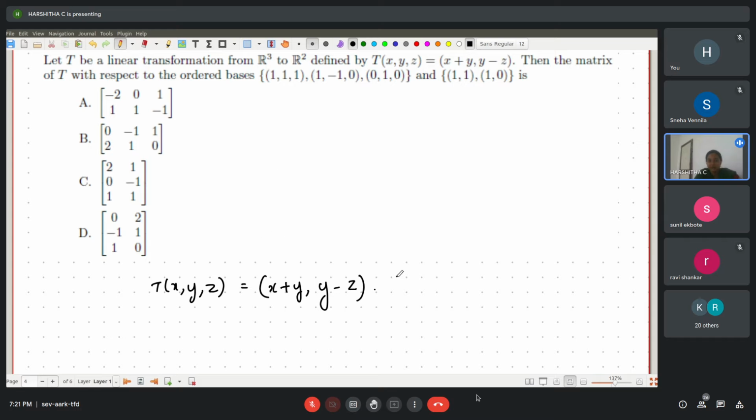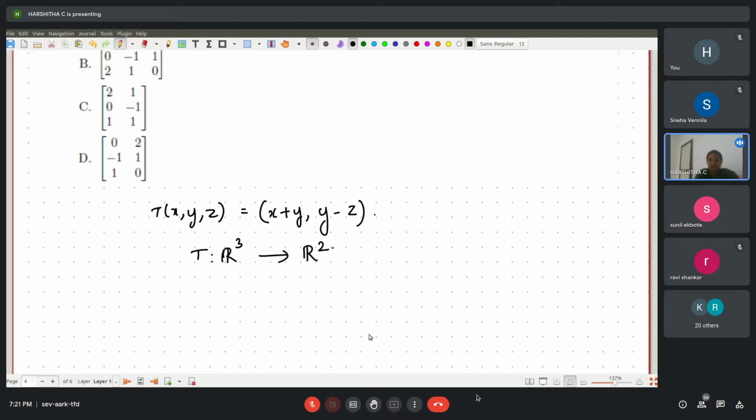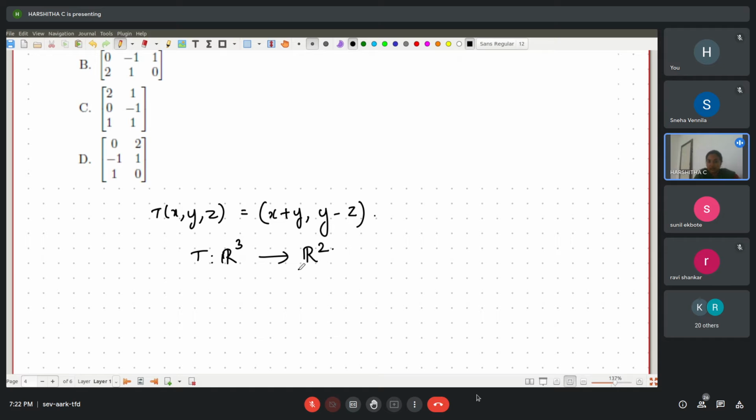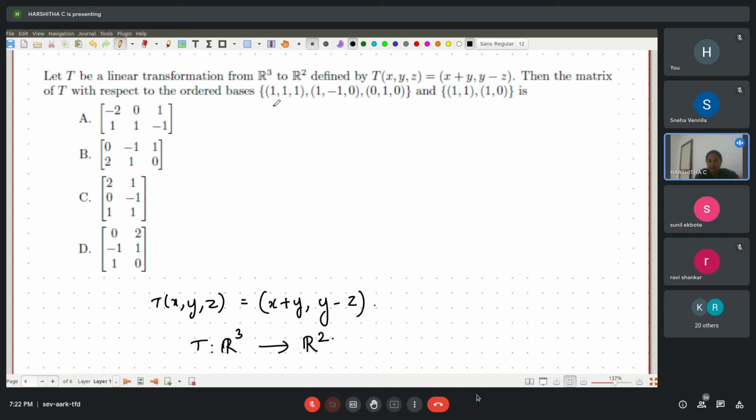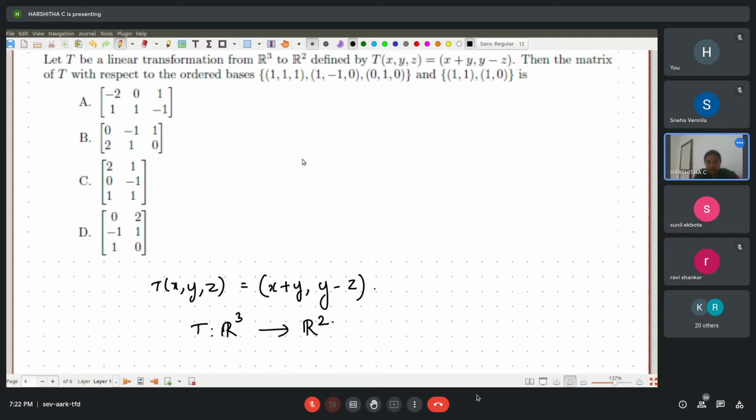So first of all, this is a map from R3 to R2, right? And when we say linear transformation, we're just given a formula T of x y z equal to something, and you substitute your values and you get your answers. But when we want to express the transformation as a matrix, we always do it with respect to some basis, right? We need a basis for both the codomain and the domain. So here the domain is R3 and they have given this particular basis of R3.